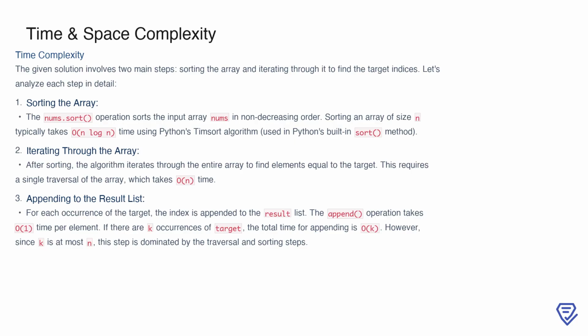Next, the iteration step comes into play. Once the array is sorted, we traverse through it to identify the indices where the elements match the target. This traversal involves a single pass through the array, which takes O(n) time. Additionally, for every matching element, we append its index to the result list. Since the append operation is O(1) and can occur up to n times in the worst case, the appending step is dominated by the iteration and sorting steps. Altogether, these operations define the core time complexity of our solution.